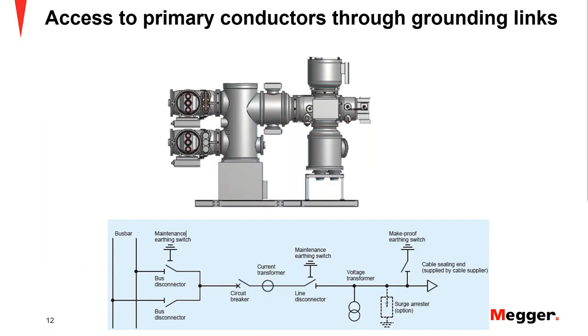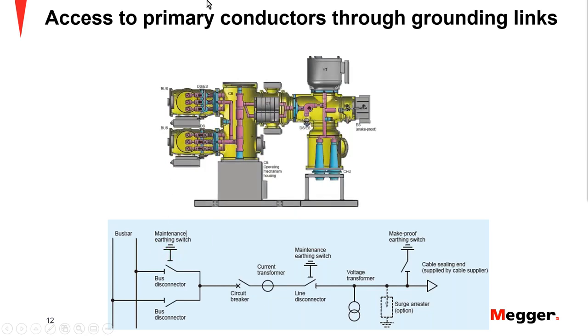What is the access through the grounding links? In this diagram, we are showing the single line diagram of a GIS that has a double bus bar. You have a grounding switch here, with a disconnector from the bus. You have another disconnector, this one doesn't have a ground. Then you have the circuit breaker, CT, another grounding switch, PT, a surge arrestor that is optional, and then one more grounding switch. You can see there's a little bar here representing this access to ground. The terminals are being brought outside of the GIS to this bar.